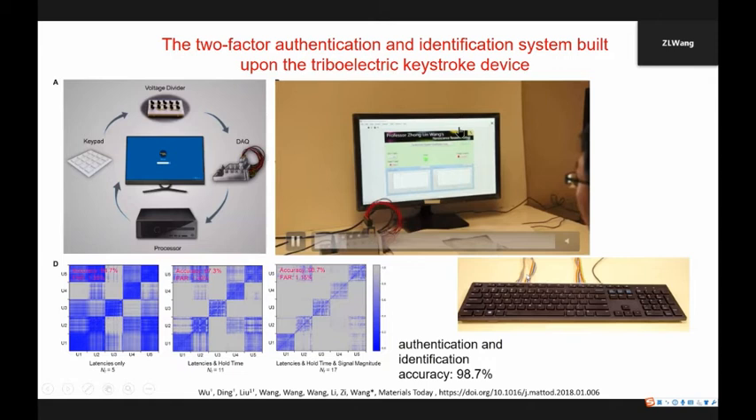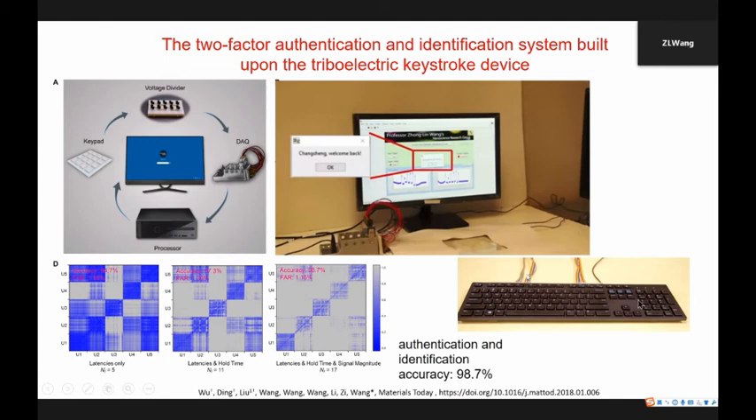This is our people demonstrate. I have six fingers. So if you use the finger, put it in, the computer recognizes who typed it in. The reason it recognizes is it uses the smart keyboard developed based on TNG.